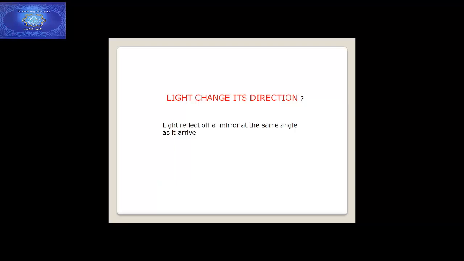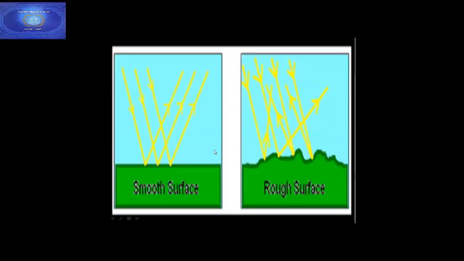Light changes its direction. Light reflects off a mirror at the same angle as it arrives. Like here. The angle of the light arriving equals the angle of the light reflected. At the same angle, the light reflects off the mirror.